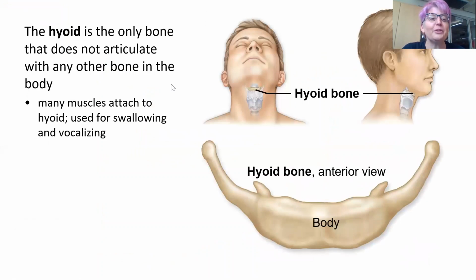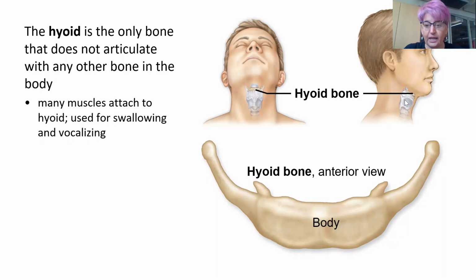All right, the hyoid bone. Everybody say hyoid bone. Hyoid bone. The hyoid bone is the only bone that does not articulate with any other bone in the human body. It sits here in the section we call the larynx. Everybody say larynx. Larynx. It's suspended by muscles, cartilage and ligaments, but it doesn't actually directly articulate with another bone.